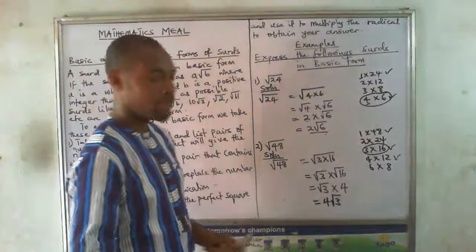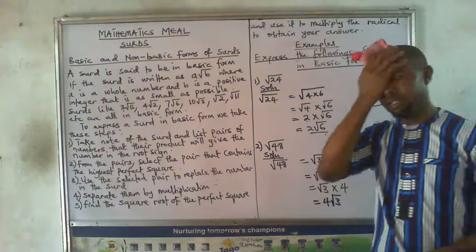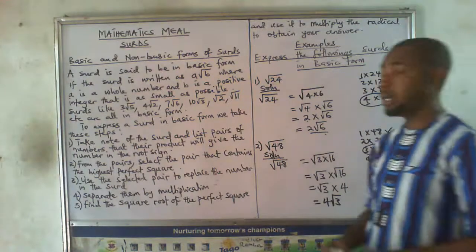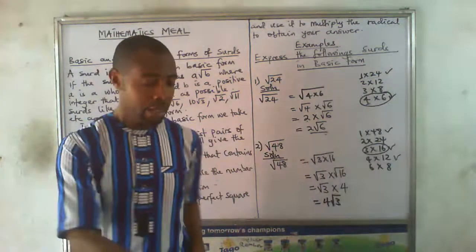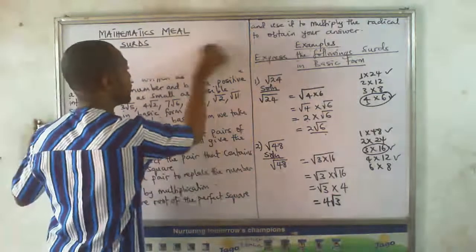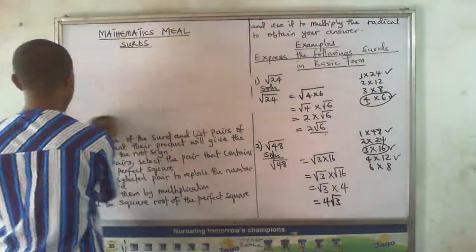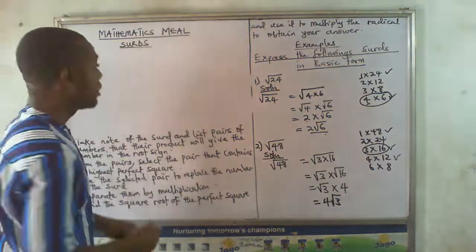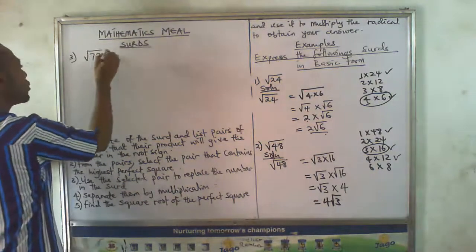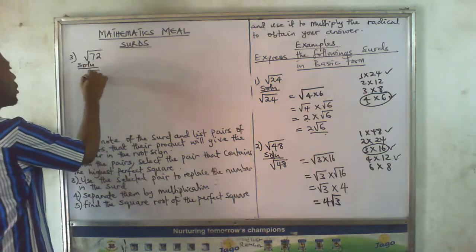All right. So far, so good. I believe that these steps are becoming clearer to you. So we need to take another example. Let's take another example. Right, so let's say I have question 3. Question 3 asks us to express square root of 72 in basic form. So we have square root of 72.